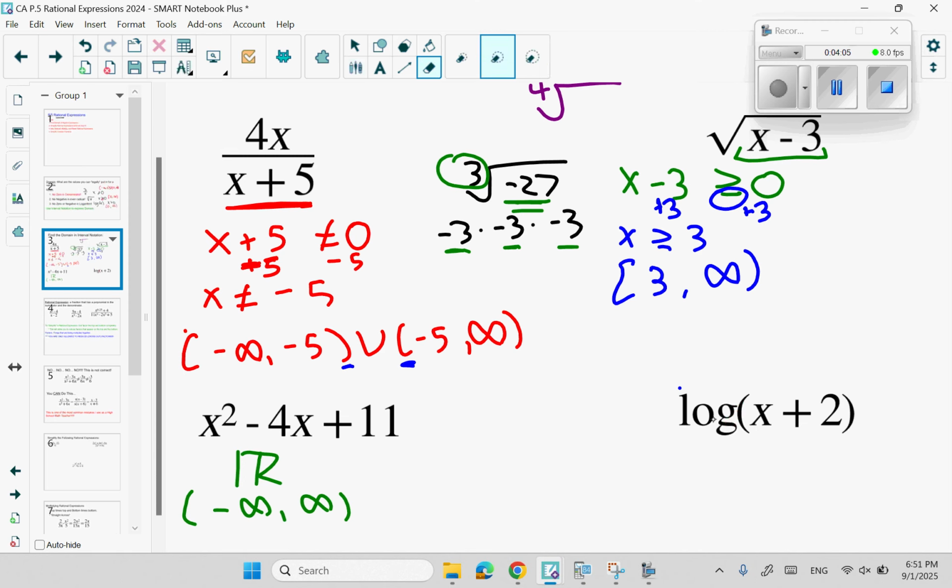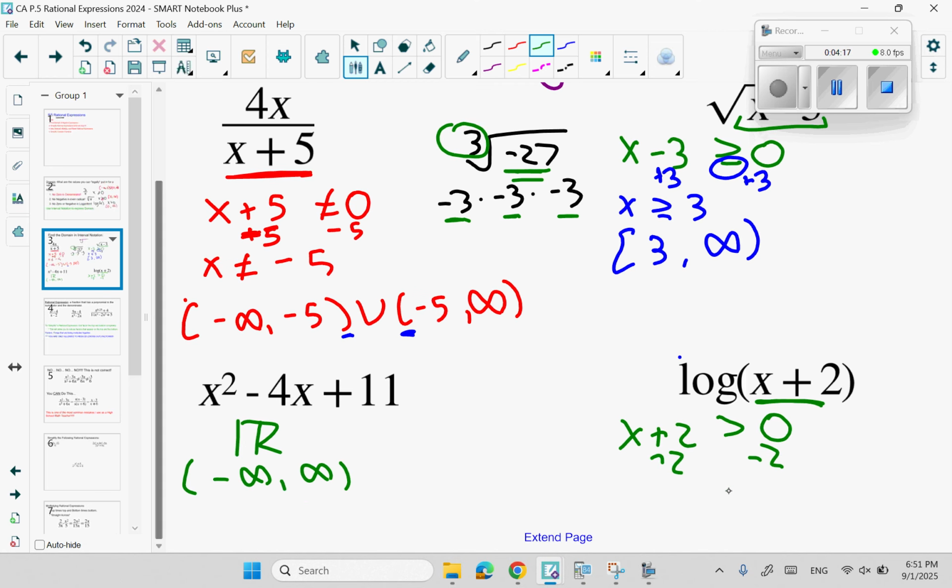Shoot. Here we have log of x plus 2. Well, again, what's underneath a logarithm has to be greater than 0. So subtracting 2, we get that x has to be greater than 2. I'm sorry, negative 2. So we would get from negative 2 to infinity with a parenthesis because it can't be negative 2.